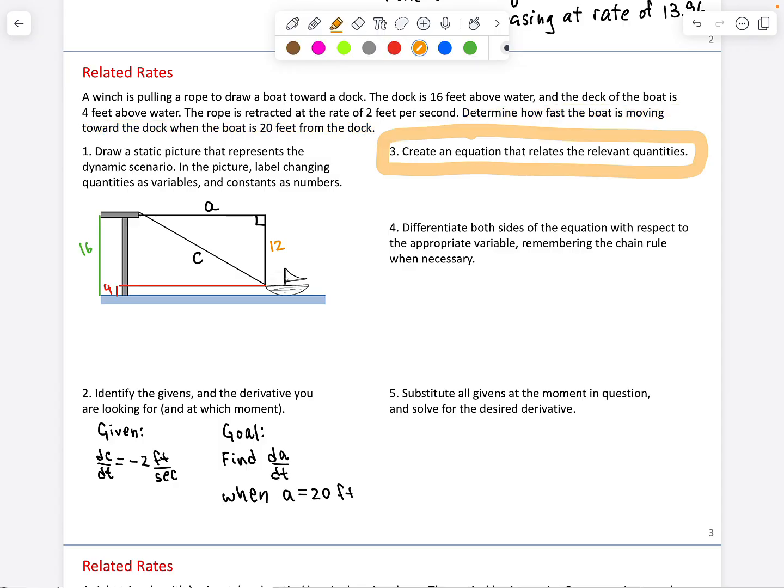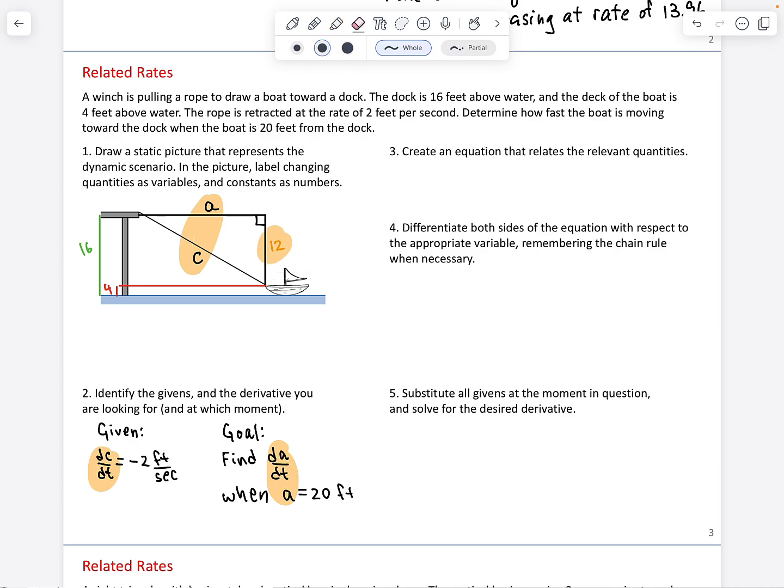Create an equation that relates the relevant quantities. Well, the relevant quantities are C and A because I have information about C prime, I'm looking for A prime, and I have information about A. So I want to come up with a relationship that relates A and C. And because A and C are two sides of a right triangle, and the third side we also know, the most obvious relationship to use is the Pythagorean theorem as a starting point, which would state that A squared plus 12 squared, keep in mind that 12 is constant, so I don't need to put a variable there, is equal to C squared. And that's step 3.